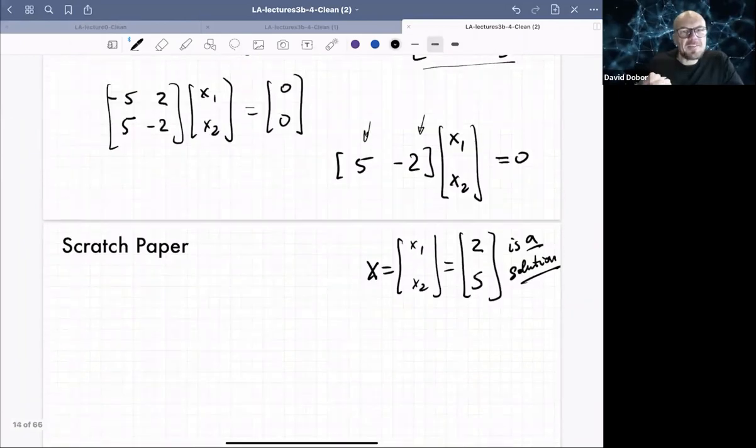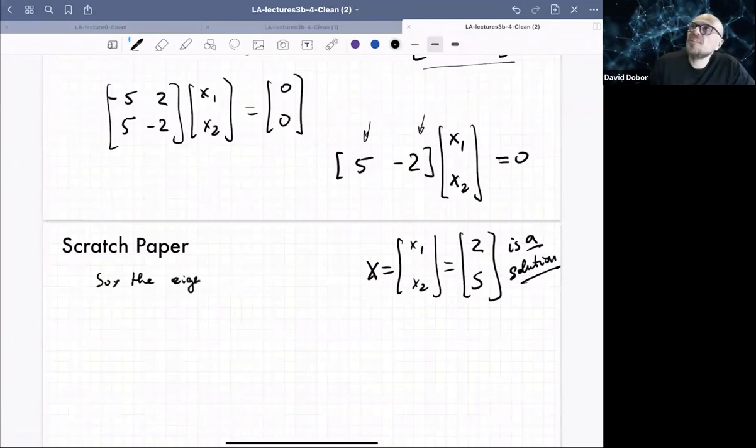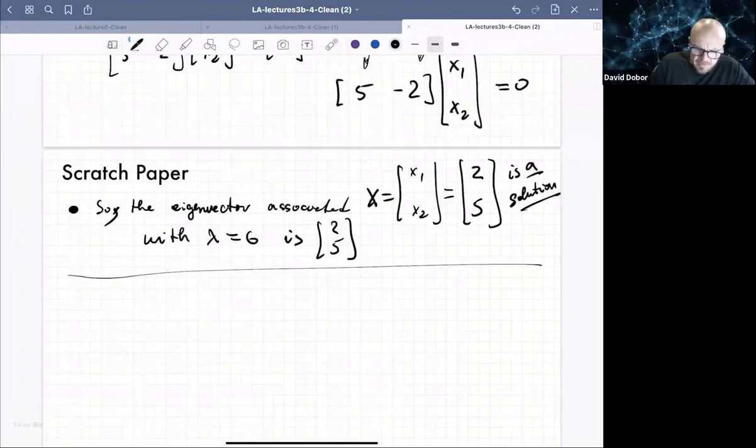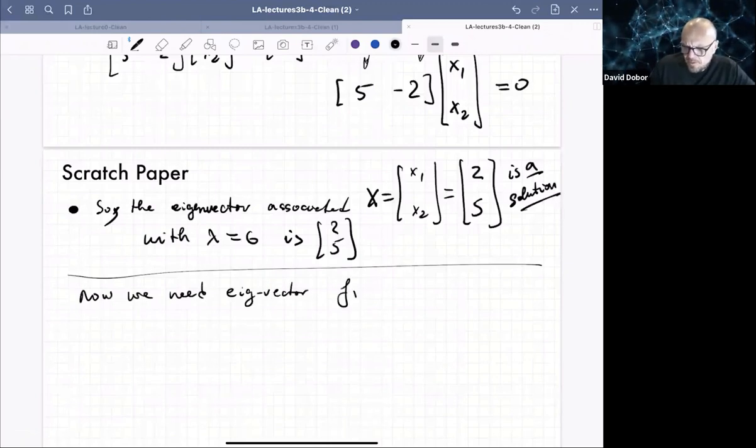So the eigenvector associated with the eigenvalue lambda equals 6 is (2, 5). But that's just one of them. Now we need to compute the eigenvector for the other lambda, which was -1.